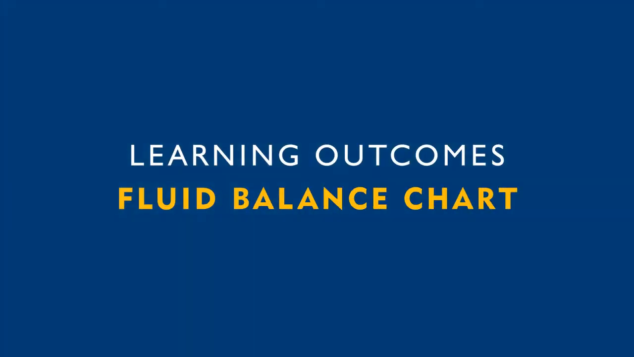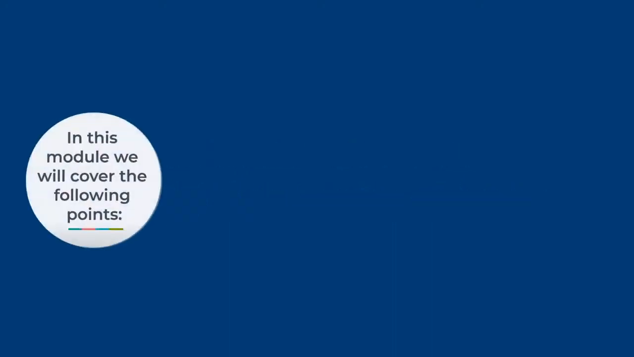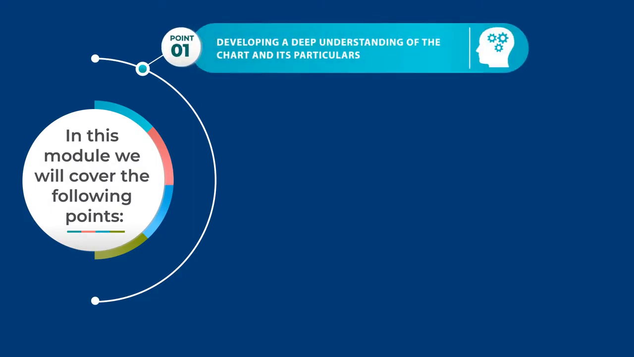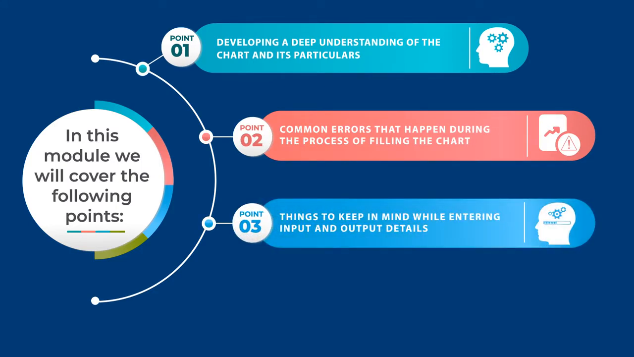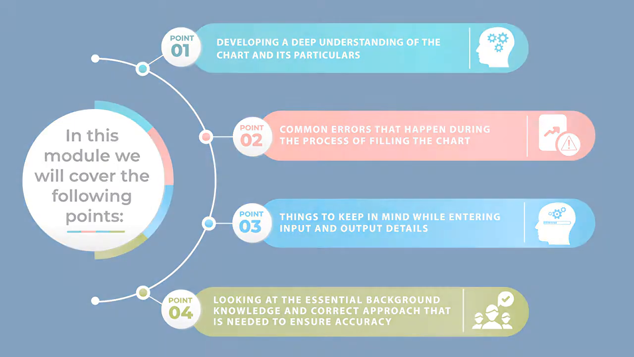Learning outcomes for the module on Fluid Balance Chart. In this module, we will cover the following points: developing a deep understanding of the chart and its particulars, common errors that happen during the process of filling the chart, things to keep in mind while entering input and output details, looking at the essential background knowledge and correct approach that is needed to ensure accuracy.